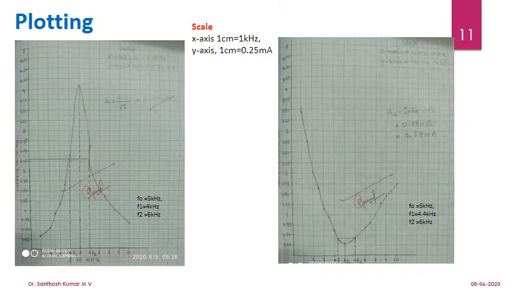For plotting the graph, first we select the scale. The scale of the x-axis is 1 centimeter equals 1 kilohertz. Similarly, the y-axis scale is 1 centimeter equals 0.25 milliamperes. This will be the scale. For the same, if you mark all the series resonance values, we will get a curve like this. This is the simple tracing curve.